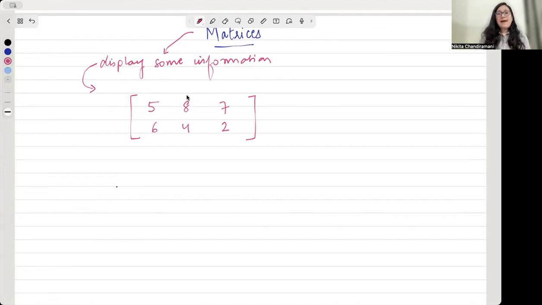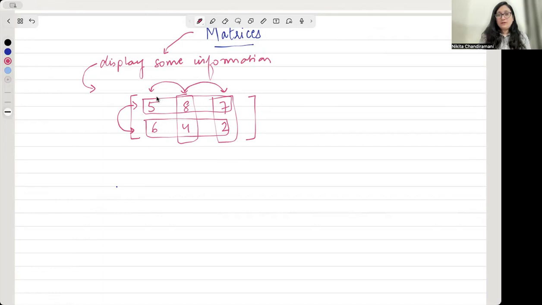This is an array of numbers which contains two rows. These are called rows. This is row 1, this is row 2. And what we call columns are these on the top. You write this as a set of columns. So columns are vertical, rows are horizontal. So this is how we represent the matrix. This is your A matrix.